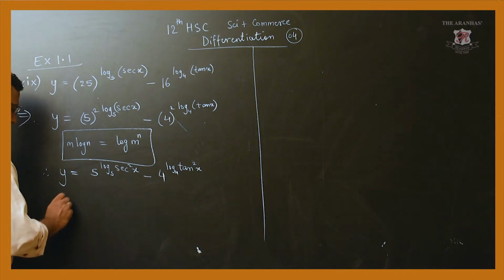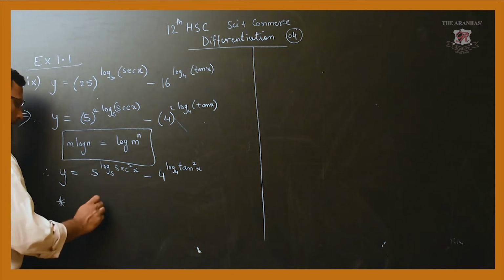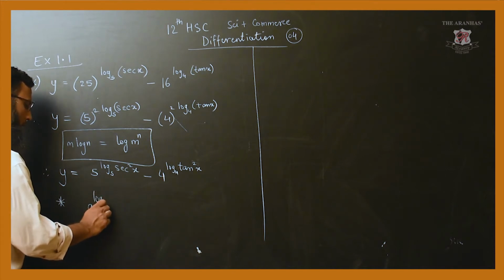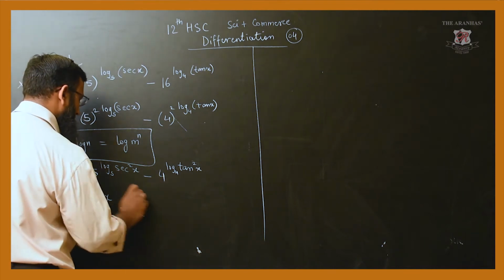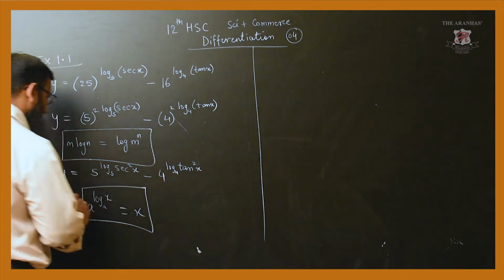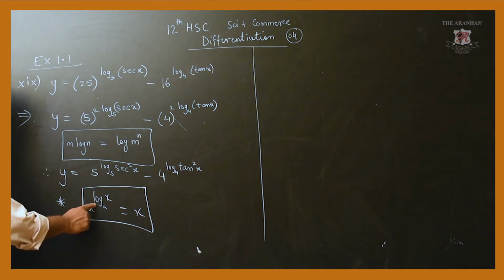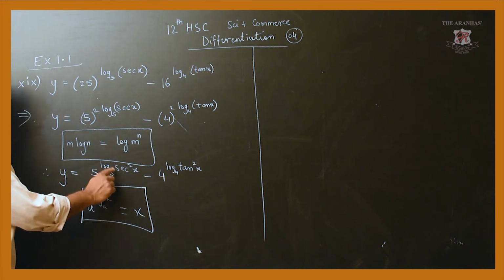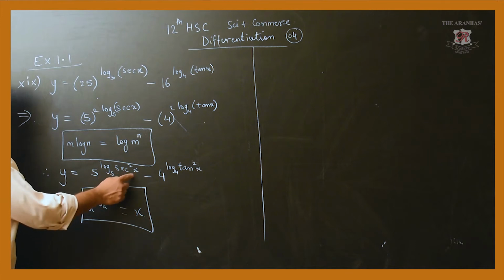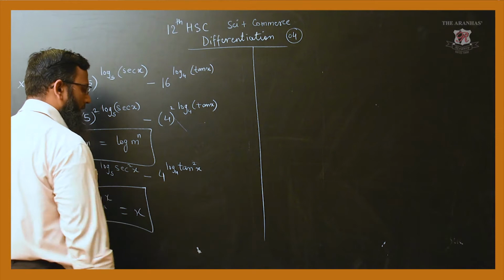Also we know that a to the power log x to the base a is x. In class 11 we have studied logarithm thoroughly, you must be knowing this. So a to the power log of a function to the base a will be that function. So here instead of x you have sec x, and here instead of x you have tan x.